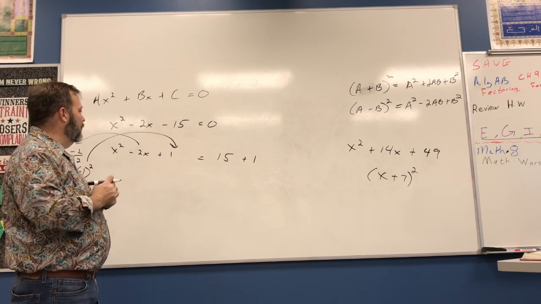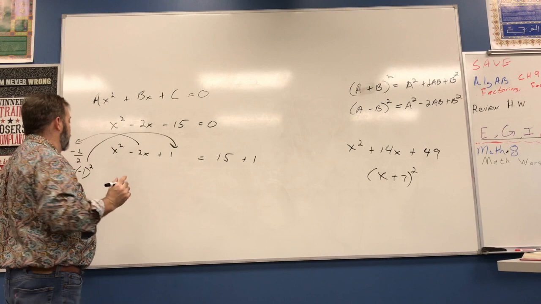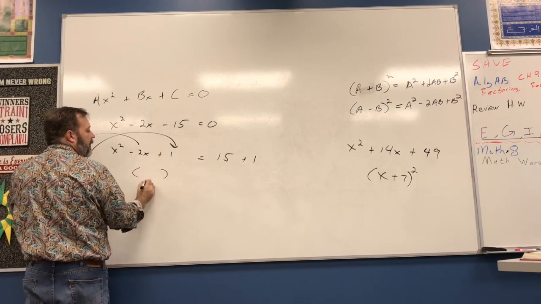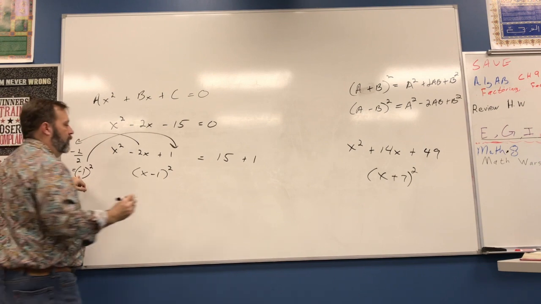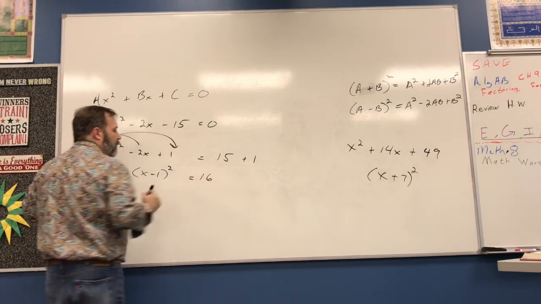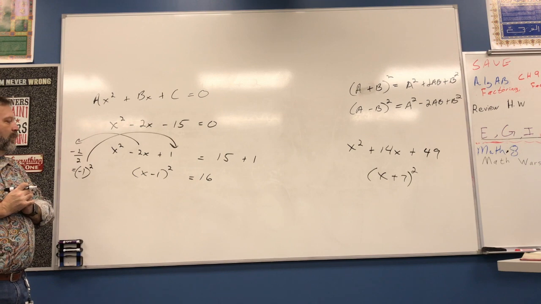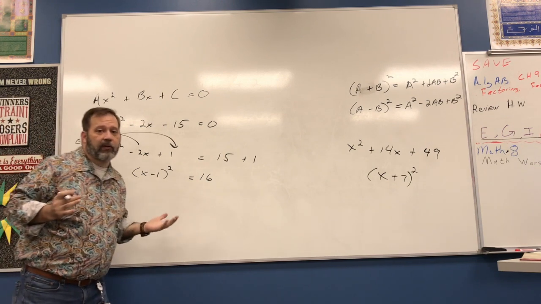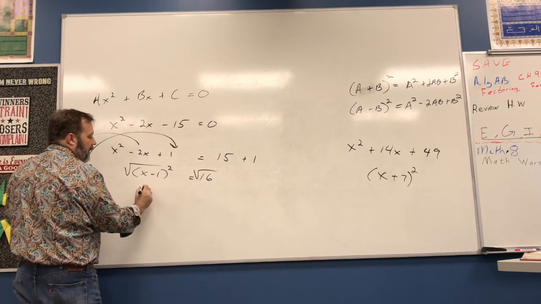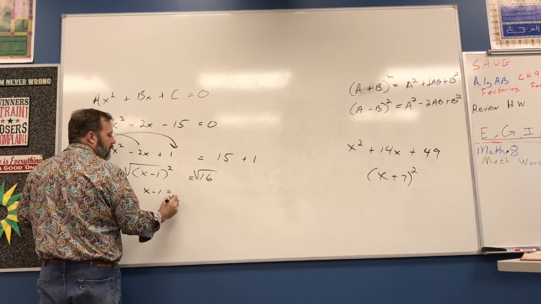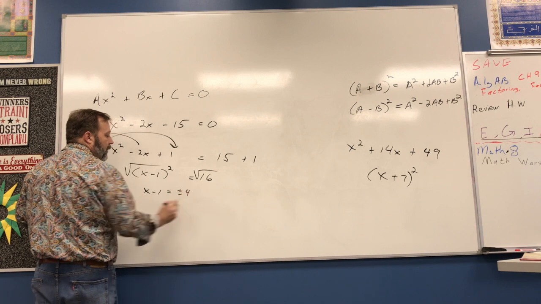And you're like, why did I do that? You already know why I'm doing that. Because when I factor this, now I can solve it. And I can solve it really, really easily. When I square root this, I get x minus 1 equals plus or minus 4.